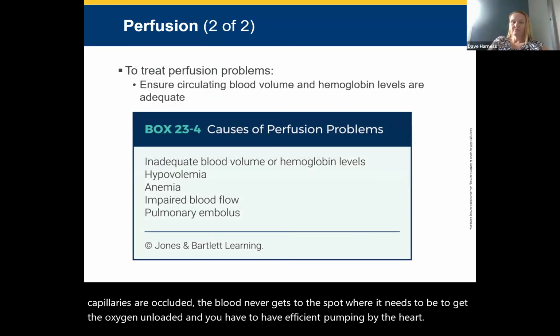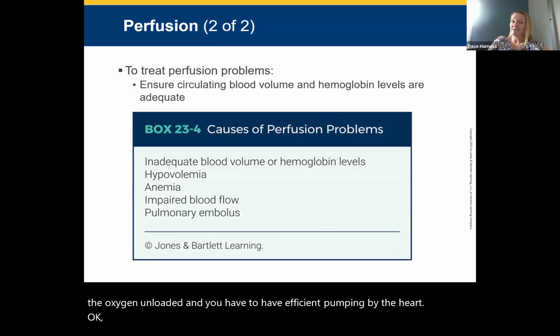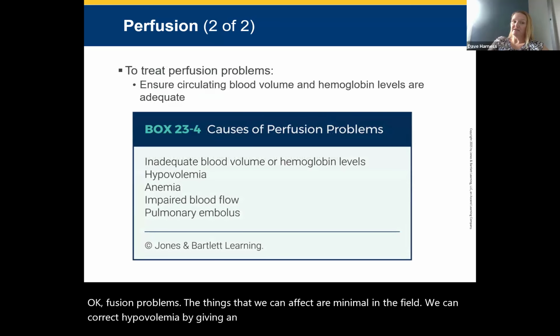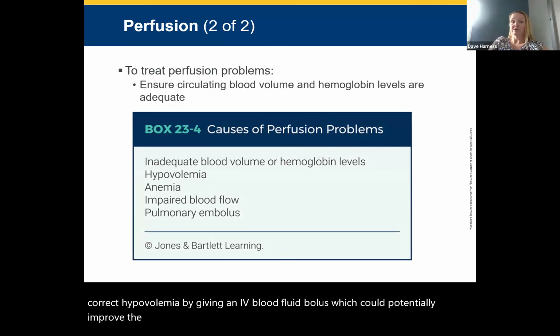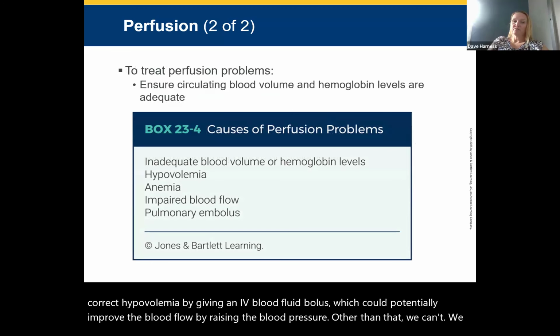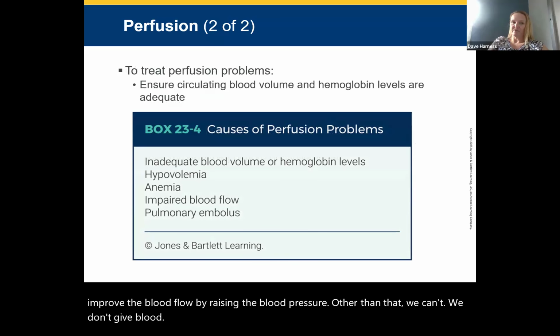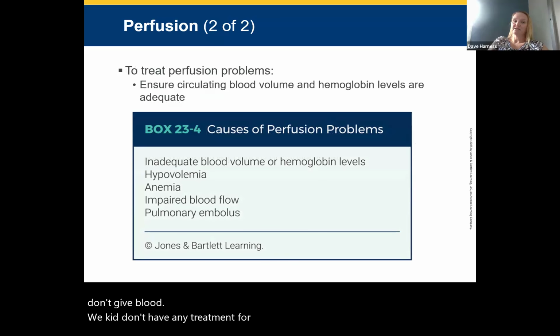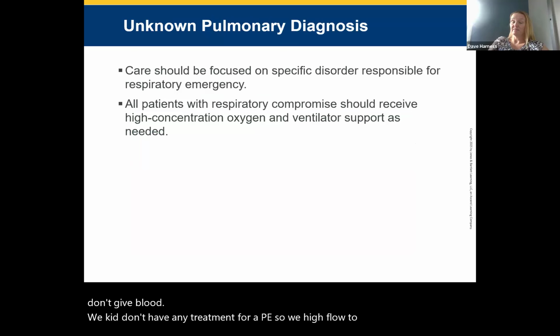Okay. Perfusion problems, the things that we can affect are minimal in the field. We can correct hypovolemia by giving an IV fluid bolus, which could potentially improve the blood flow by raising the blood pressure. Other than that, we don't give blood. We don't have any treatment for a PE, so high flow O2 is always high flow O2, and then a fluid bolus if indicated.